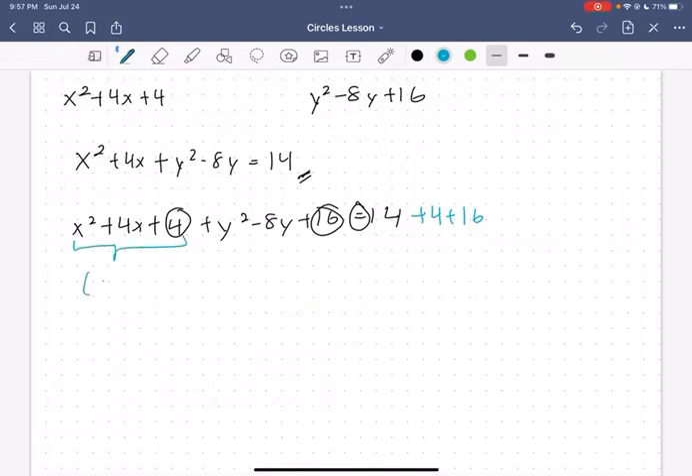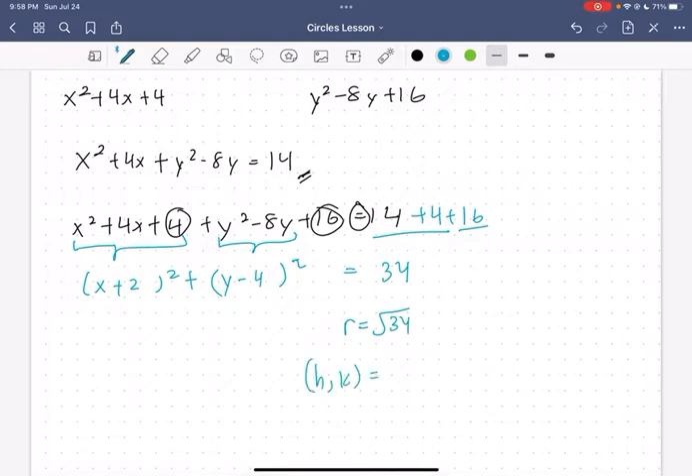Remembering that this is equivalent to x plus 2 the whole squared, and this is equivalent to y minus 4 the whole squared. You can find that 14 plus 4 is 18, and 18 plus 16 is 34. So going back to the original question, I asked you, hey, what's r? So then you could tell me r is equal to root 34, and then for h comma k, you get that the center of this equation is going to be negative 2 comma positive 4.